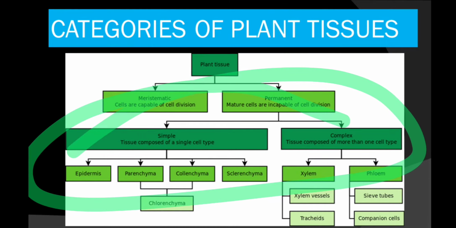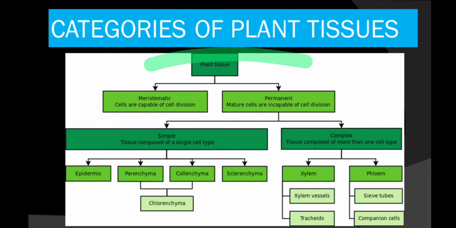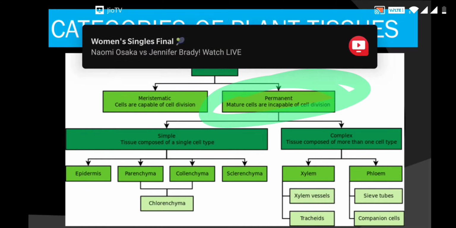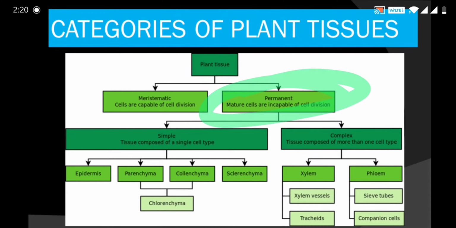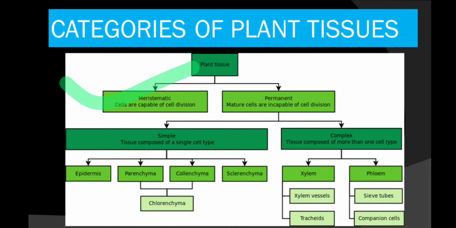On broad lines, plant tissues are divided into two: meristematic and permanent. Meristematic tissues have the capacity to divide throughout their life, and these meristematic tissues differentiate to give rise to permanent tissue. As permanent tissues mature, they lose the power of cell division. We will focus here on meristematic tissue, and the permanent tissues are again divided into two: simple and complex.